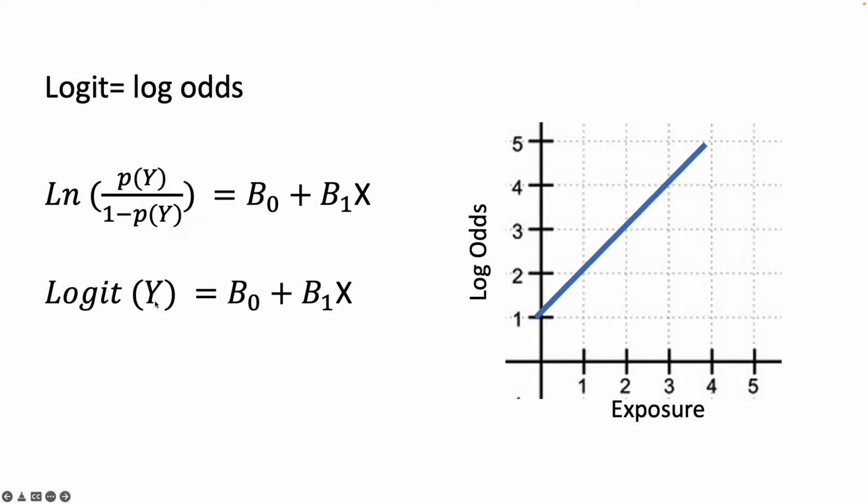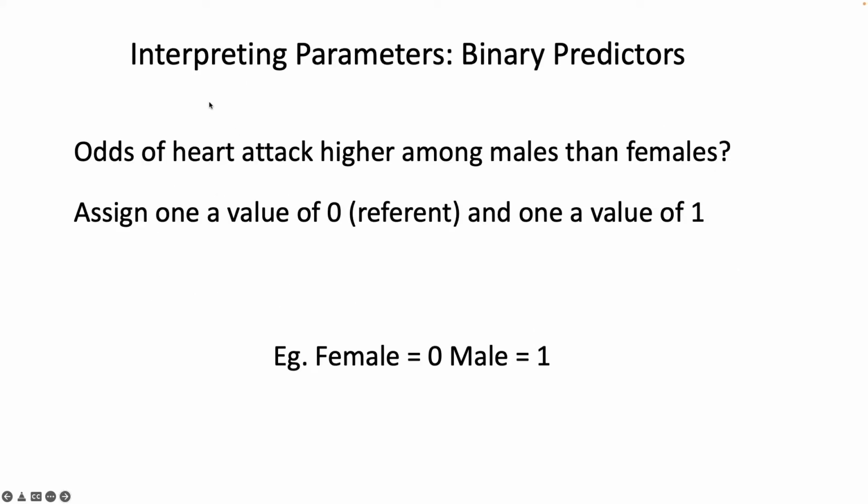As far as interpreting those parameters, I'm going to start by talking about when the exposure is binary. Like our question before, are the odds of a heart attack higher in males than females? We typically assign a value of 0 and 1 to the two levels of our variable. Our two levels are female and male. Whatever we call 0 is the referent, and it's pretty arbitrary. Here I'm just going to put 0 for female and 1 for male.